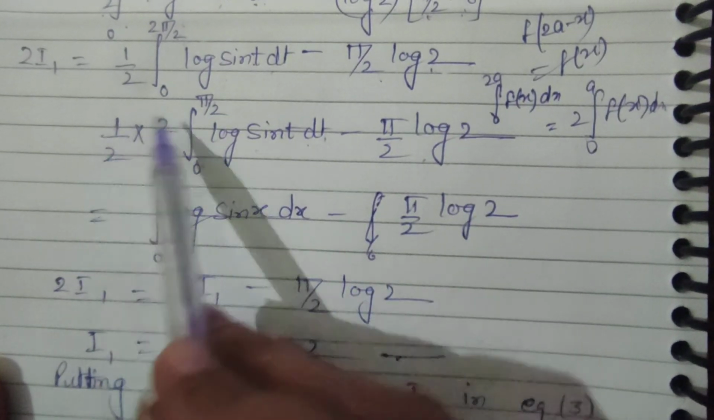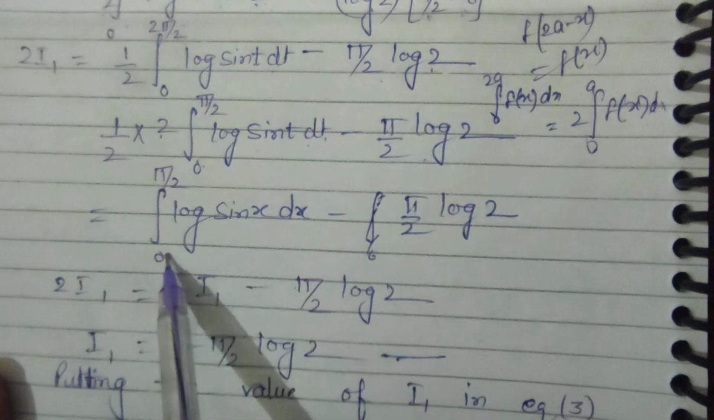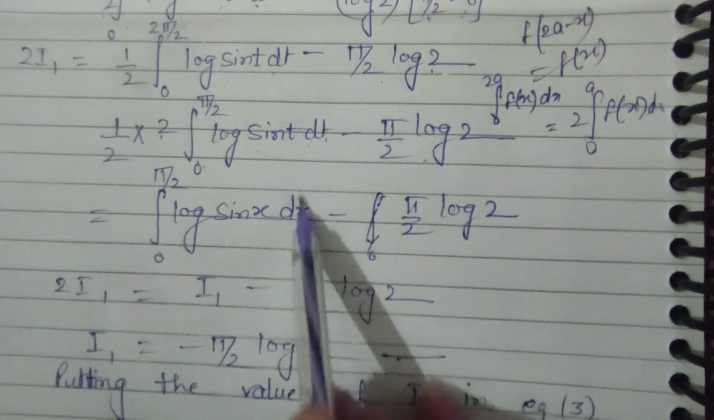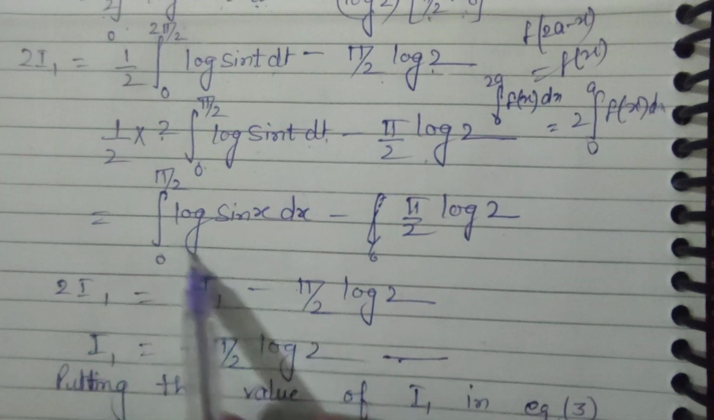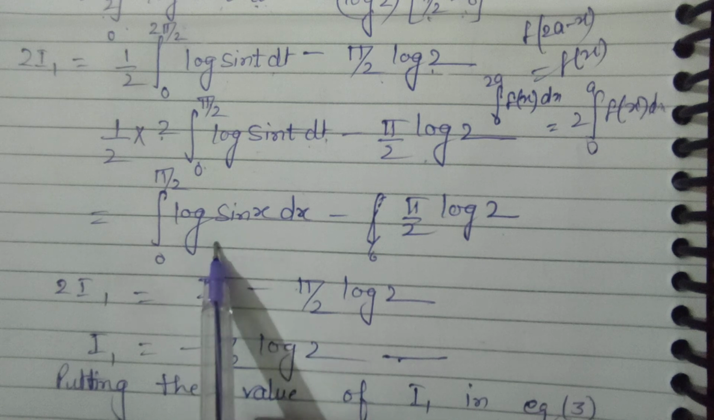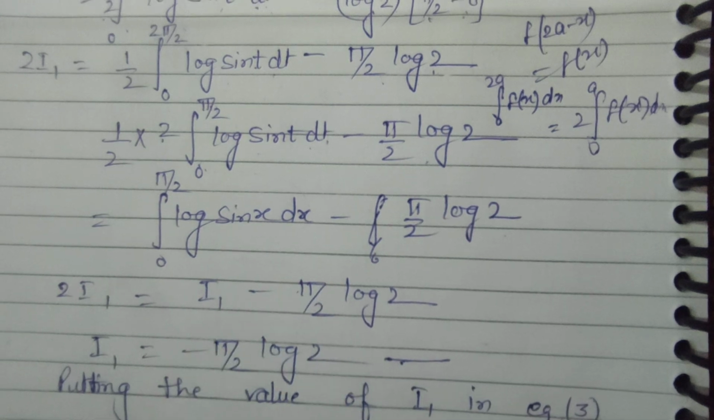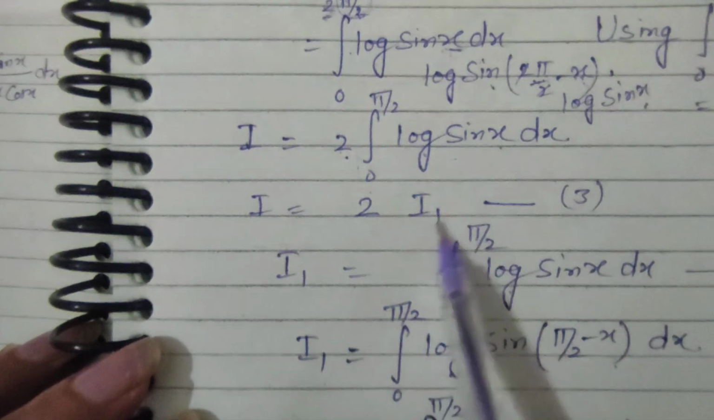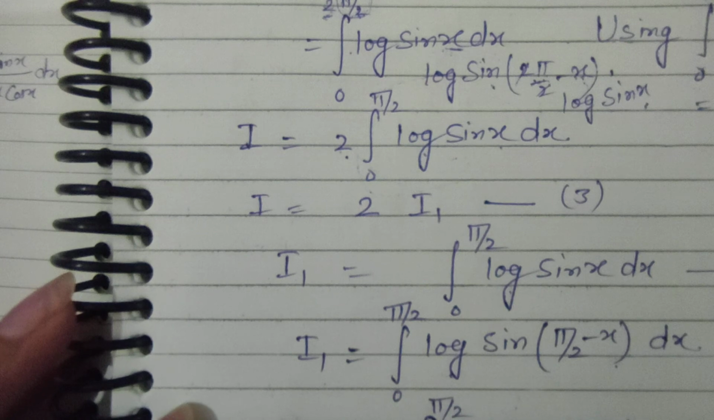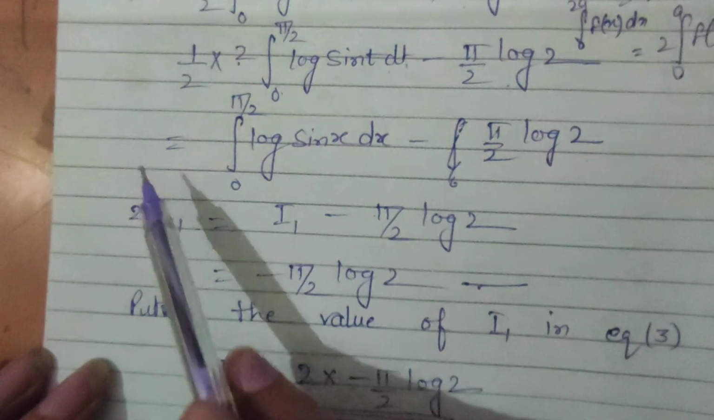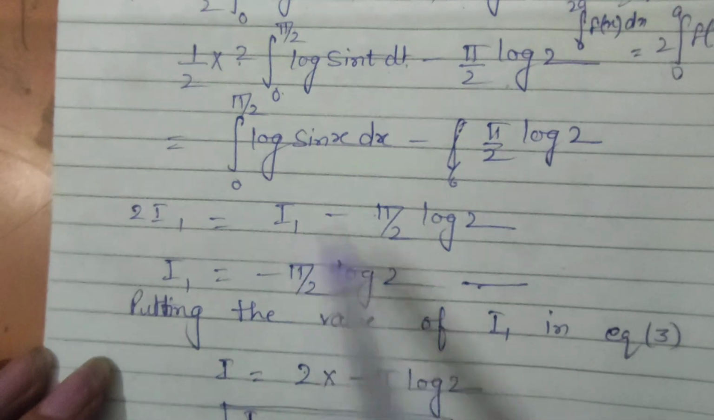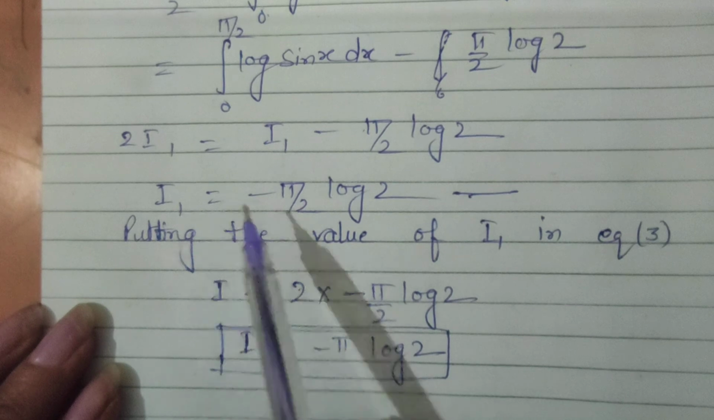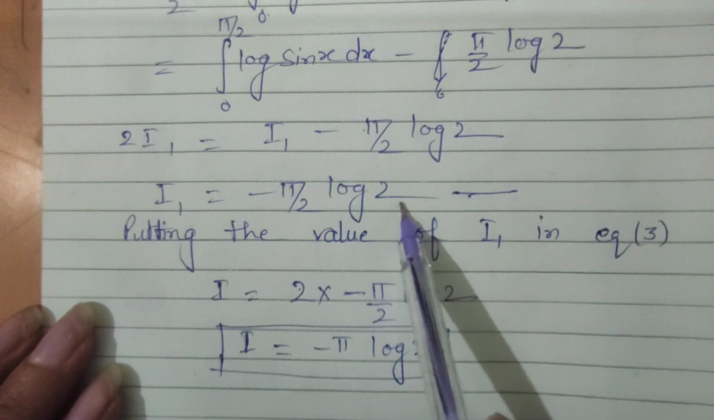2 cancels with 2, so log sin x dx, limit 0 to pi by 2, minus pi by 2 log 2. So this is the same as I1. From here we started the question. We have taken this as I1, so we can write I1. Look at this: I1 is log of sin x, limit 0 to pi by 2. We reached the same place again. It is 2I1 equals I1 minus pi by 2 log 2. I1 will go to the left hand side. It is 2I1 minus I1 equals minus pi by 2 log 2. So the I1 value is this.